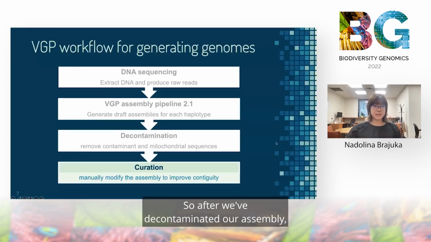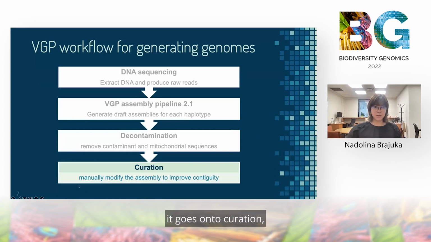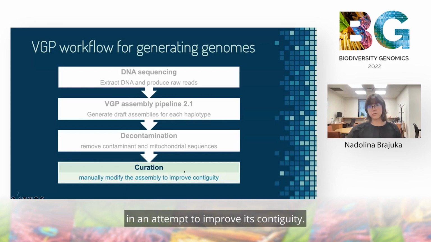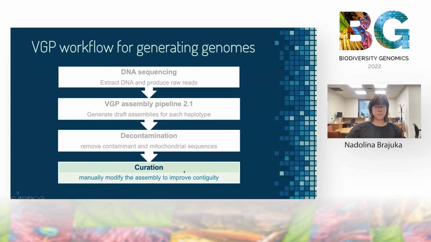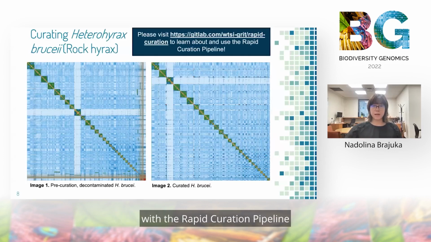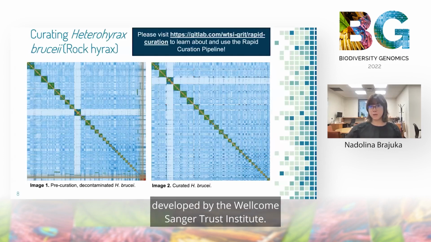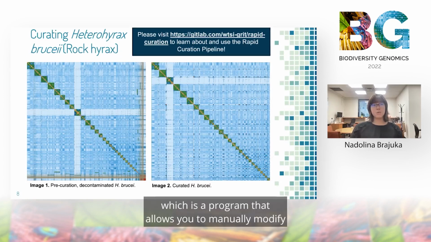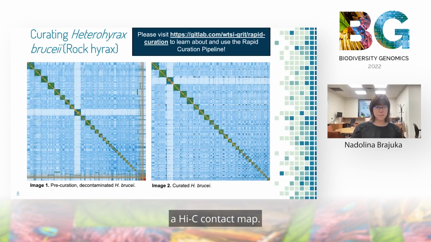So after we've decontaminated our assembly, it goes on to curation, which is where we manually modify the genome in an attempt to improve its contiguity. And right now, we are mainly doing that with the rapid curation pipeline developed by the Wellcome Sanger Trust Institute. This pipeline is mainly based around the use of PretextView, which is a program that allows you to manually modify a Hi-C contact map.